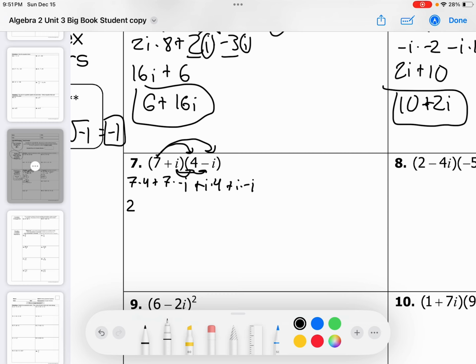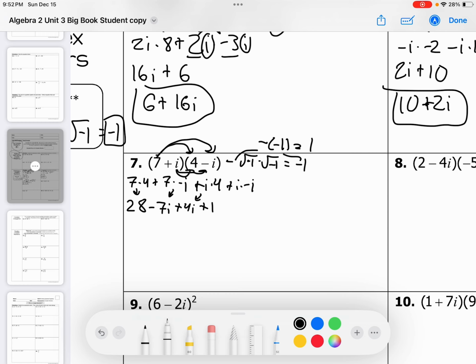7 times 4 is 28. 7 times -i would be -7i. So 7 times 4 gives me 28. 7 times -i gives me -7i. i times 4 would be plus 4i. And i times -i, the positive i times -i would give us a negative here. And then we have i times i, which is -1, the square root of -1 times the square root of -1, which is -1. So this would give me -(-1), which is a +1. So this will be plus 1.